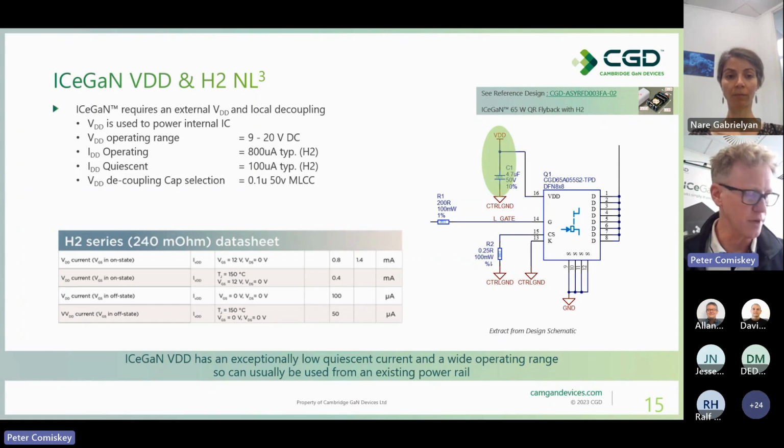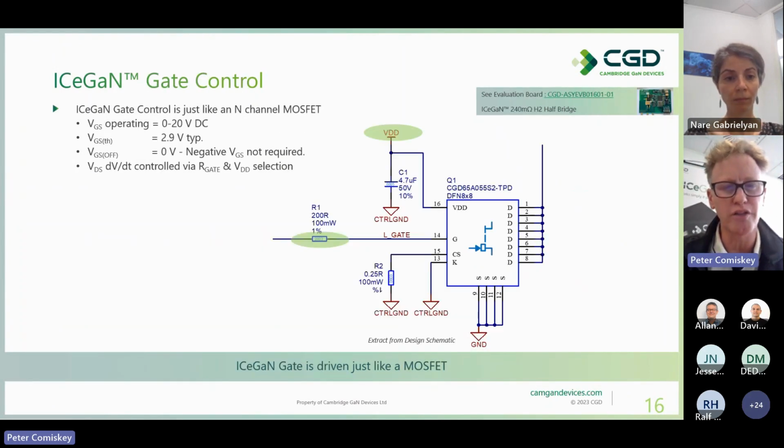But next of all, I'm going to look into gate control, how we control the turn on and turn off time. So first of all, just to touch on the voltage range. Unlike normal GaN devices, our ICeGaN device can tolerate an input between 0 and 20 volts DC.